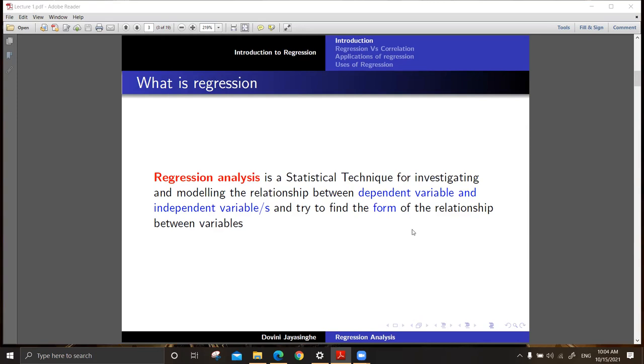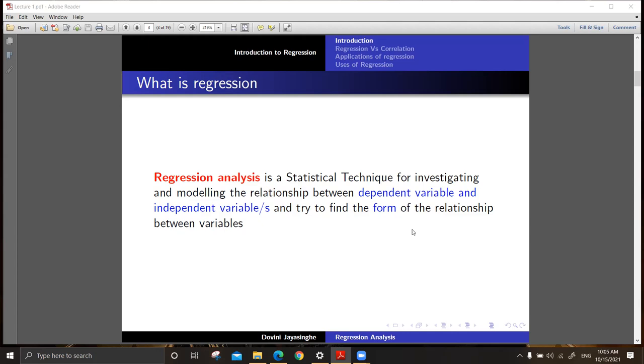It's okay. So starting off with what is regression? Regression analysis is a statistical technique. Of course, it is highly statistical. For investigating and modeling, we'll see what modeling is. You know what investigation is. The relationship between a dependent variable and independent variable or variables. When it comes to simple linear regression, you always go with one dependent variable and one independent variable. When you come to multiple linear regression, it goes with one dependent variable and a couple of independent variables.